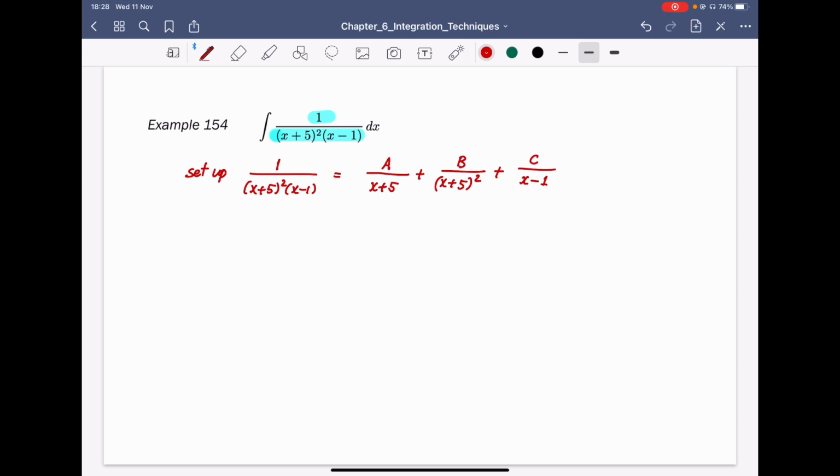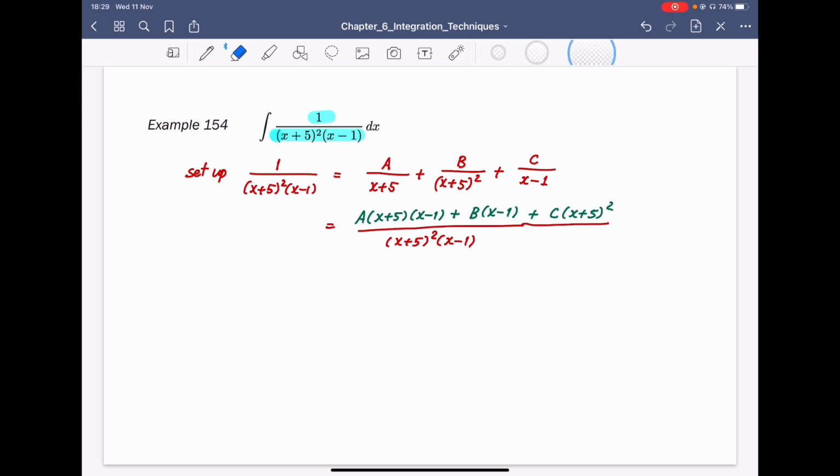All right, and then after that, I have to clear out the denominator. So I'm going to have (x plus 5) squared times (x minus 1) here. The first term is going to be A times (x plus 5) times (x minus 1), plus B times (x minus 1), and then plus C times (x plus 5) squared. You can observe that the terms I wrote in green are equal to each other because they are both the numerator.